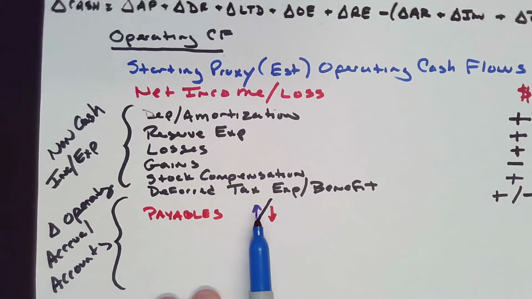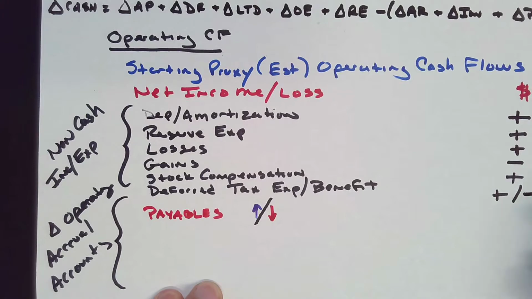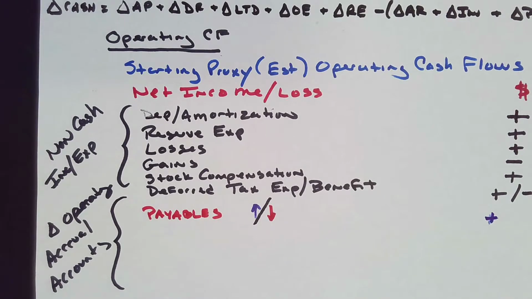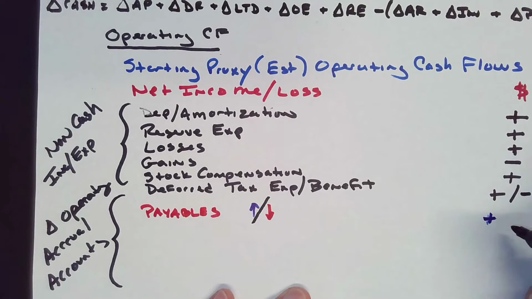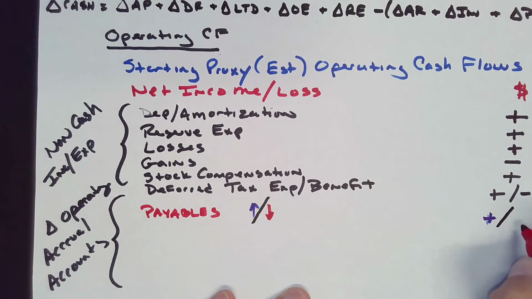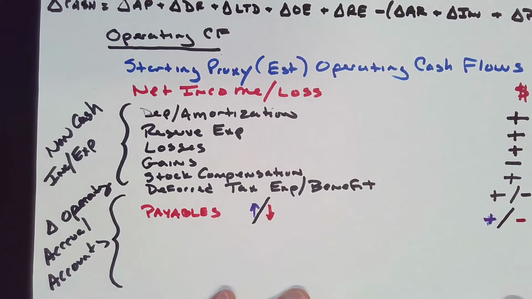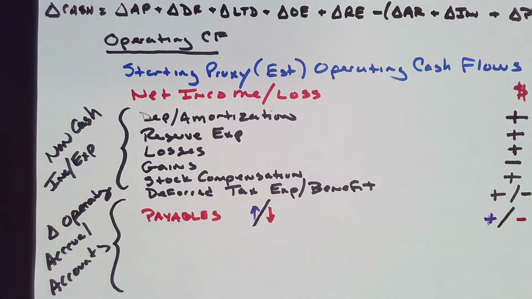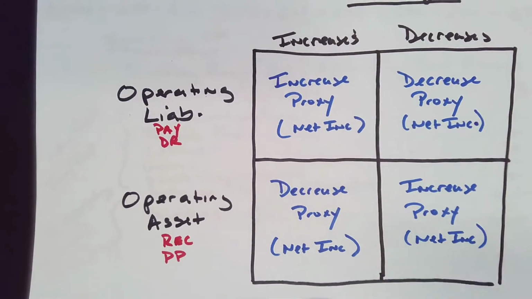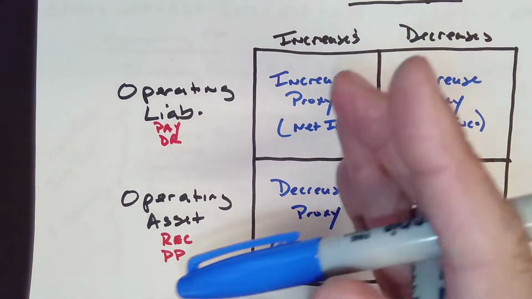So when we're increasing this payable, we're going to see an increase to the proxy. And when we see a decrease in the payable, we're going to see a decrease to the proxy. This is consistent with our little 2x2. We're just trying to kind of logically go through this.